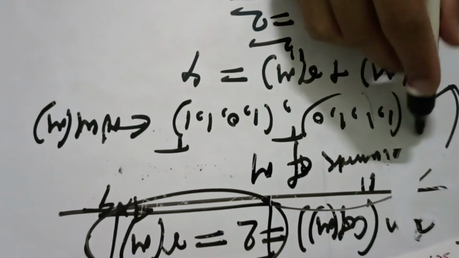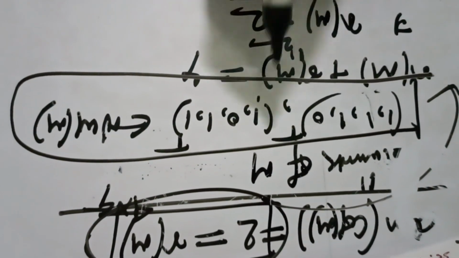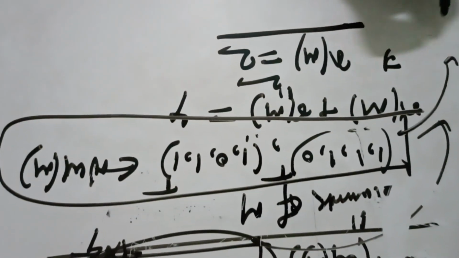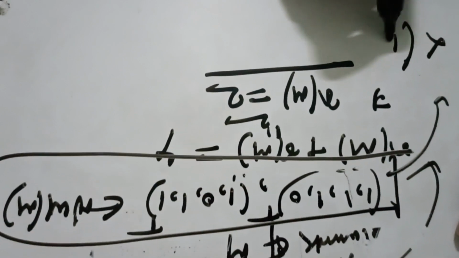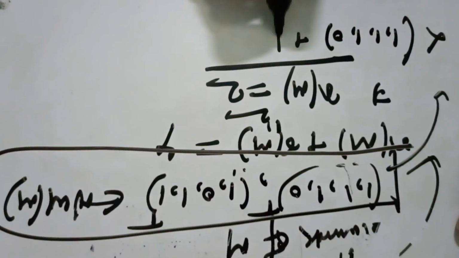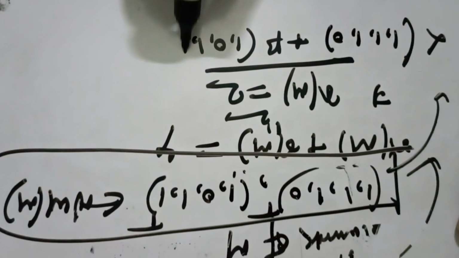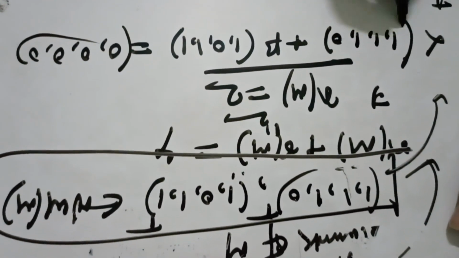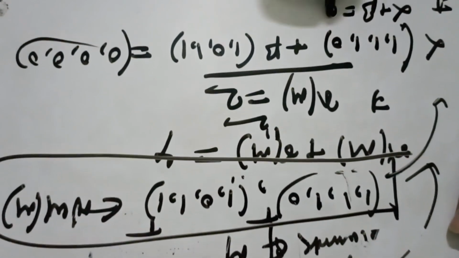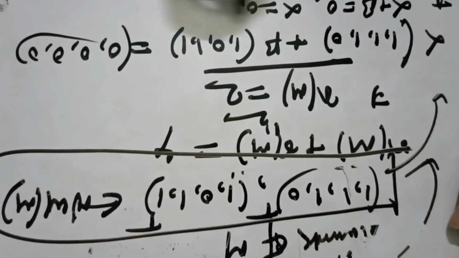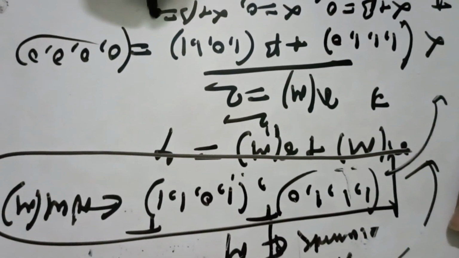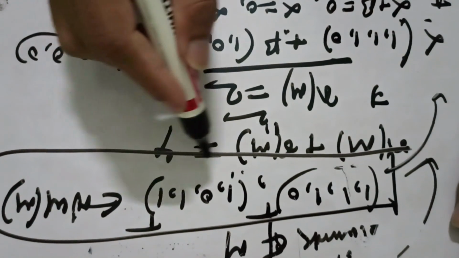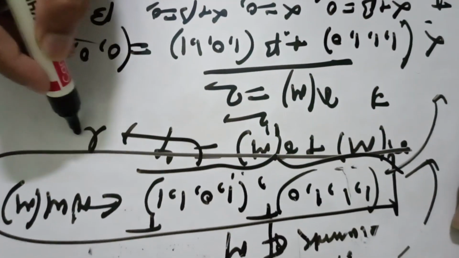If you observe, this vector is linearly independent. Take a linear combination: alpha times 1 1 0 plus beta times 1 0 1 equals the zero vector. This gives alpha plus beta equal to 0, alpha equal to 0, alpha plus beta equal to 0, and beta equal to 0. So you get alpha and beta both equal to 0. Since both scalars are 0, these vectors are linearly independent.